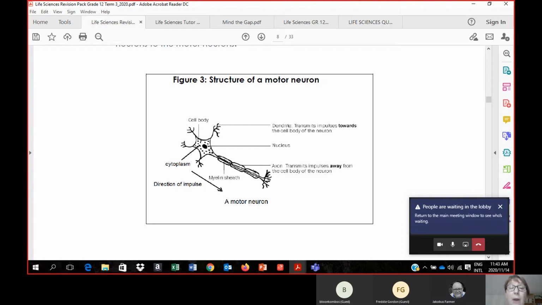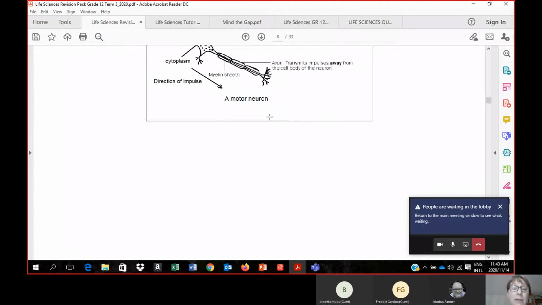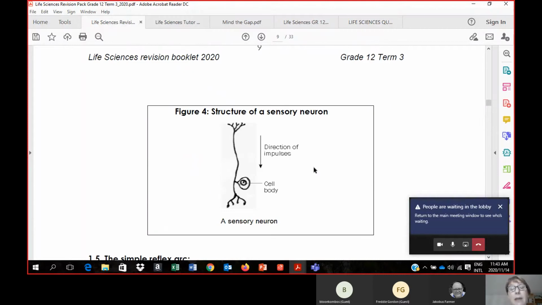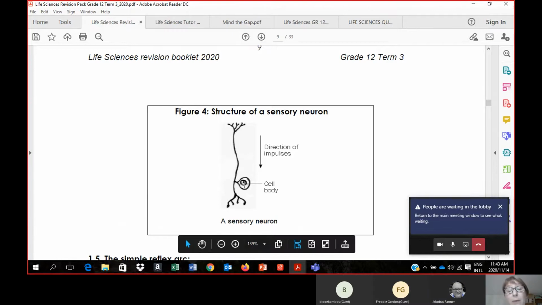Now, you could also obviously be asked to draw a sensory neuron, and the sensory neuron looks slightly different. So this is an example of a sensory neuron, but now they haven't included all the labels. They've just put the cell body over here.